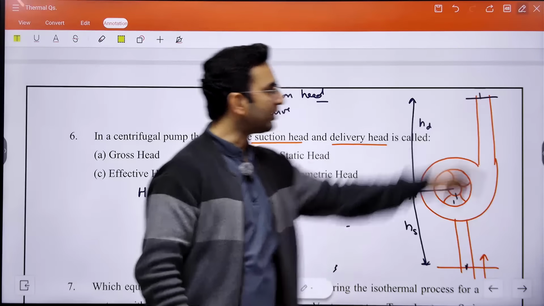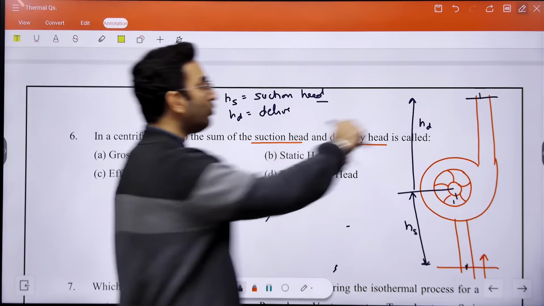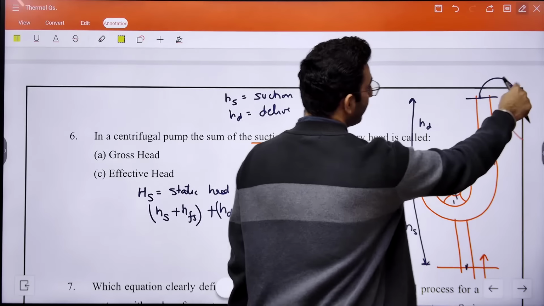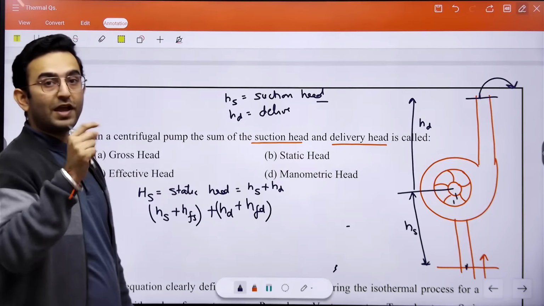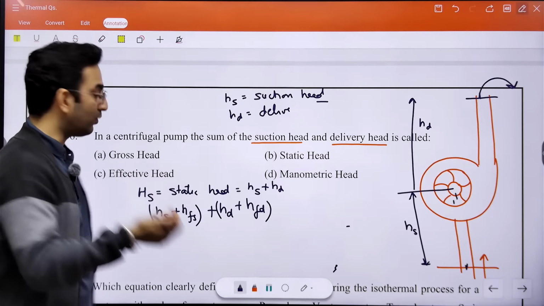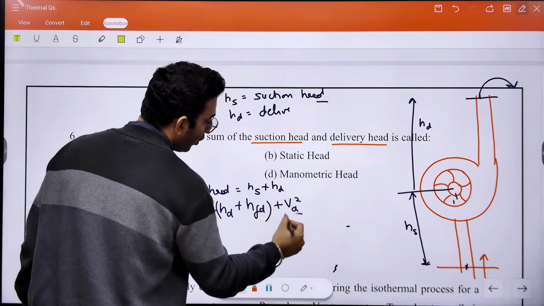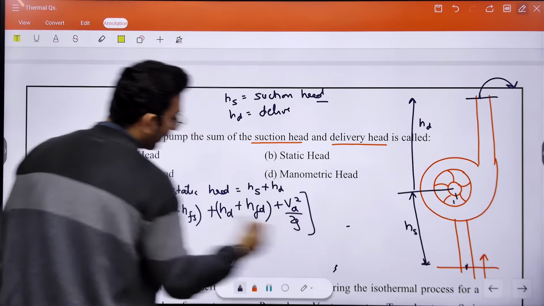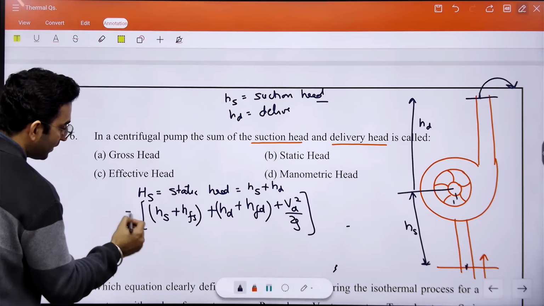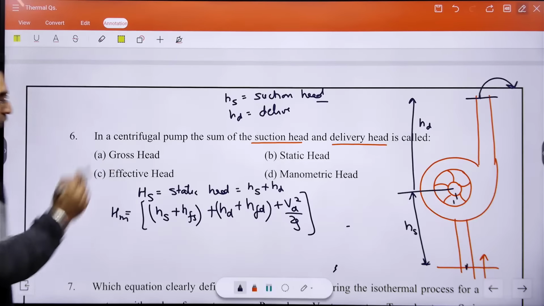Now, in order to bring the water out of the delivery pipe, what do we have to do? We have to provide extra delivery head also. So you can see this entire energy which I am providing here is known as the manometric head. This is known as the manometric head.